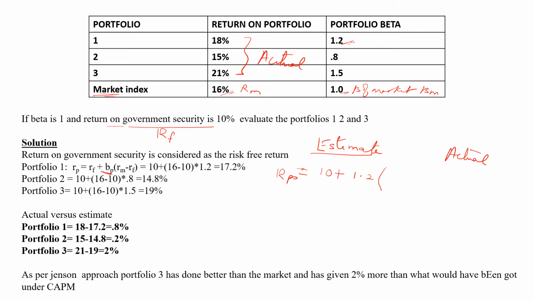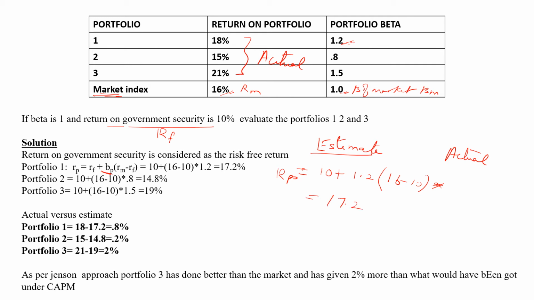Here it is given. So returns of the market is 16 minus, again, the risk-free return is 10, into what is given is beta of the portfolio. So beta of the portfolio we have already multiplied into 1.2. So this actually should have come here. So that value is 17.2.